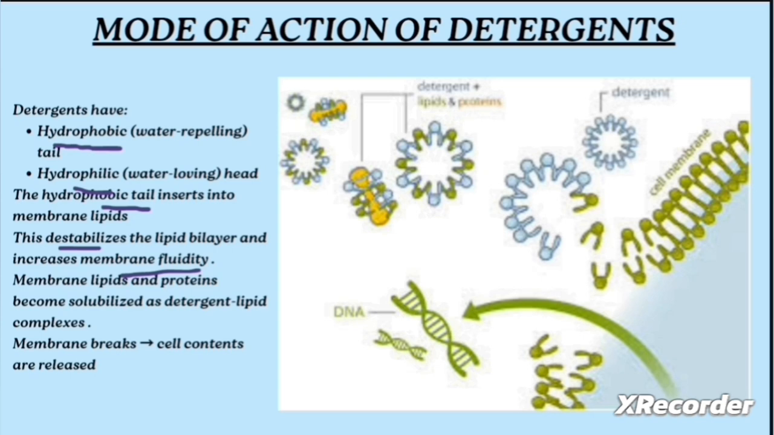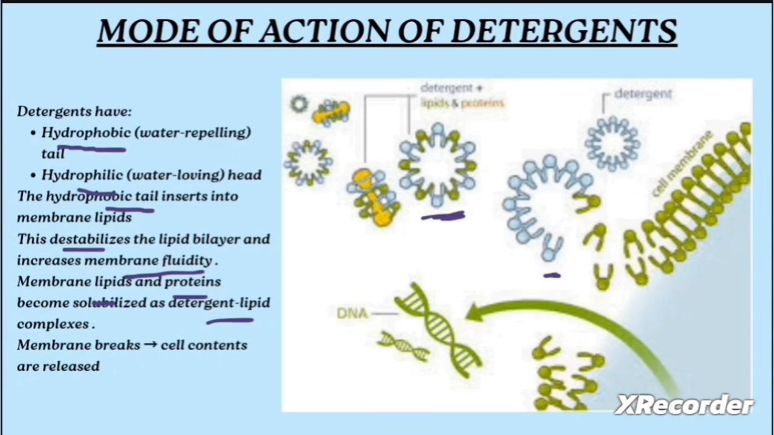Ultimately, due to interaction with detergents, the membrane lipids and proteins become solubilized as detergent-lipid complexes, and the cell loses its integrity and breaks, and all the cell contents are released into the surrounding environment. As you can see in the image as well, these detergents insert into the lipid bilayer, and the detergent, lipids and protein form complexes, and ultimately all the cell contents leak out into the environment. That was about the mode of action of detergents.